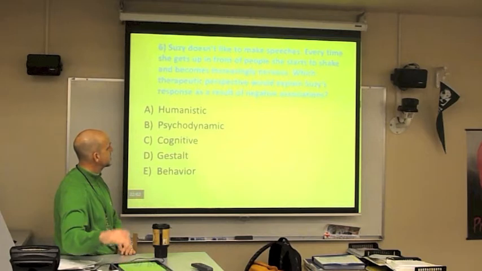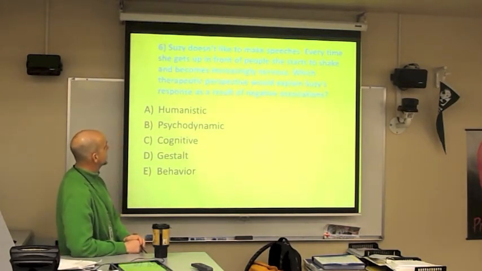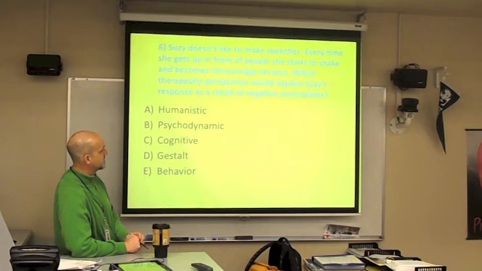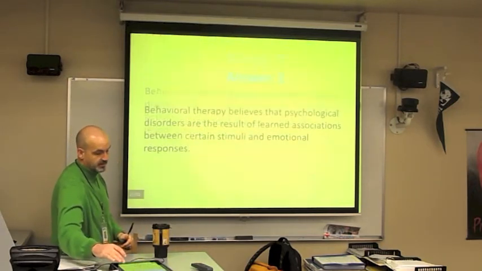Now, Susie doesn't like to make speeches. Every time she gets up in front of people, she starts to shake and becomes increasingly nervous. Which therapeutic perspective would explain Susie's response as a result of negative associations? And that, most of you would say, would be letter B.